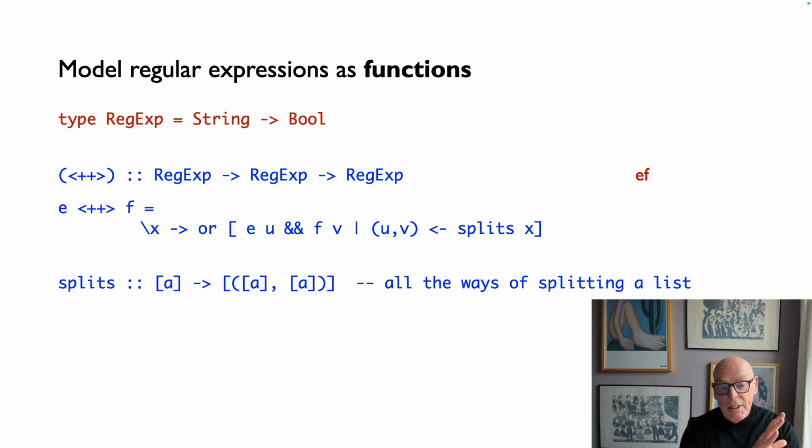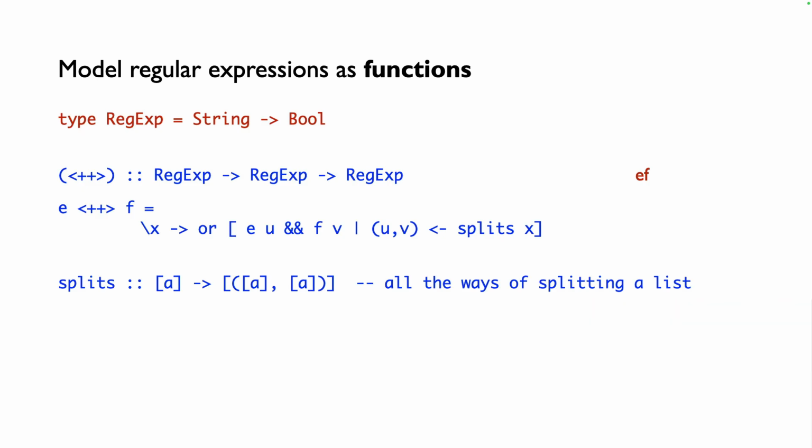So what we're doing is we're returning the function lambda x, for a string x, split the string up in all the different ways. For each of those, work out if the two halves match E and F, and then take the disjunction. So just look for one of those splits where both of those is true. So again, we're getting a function here as a result. So it's taking two functions E and F and returning another function. Okay.